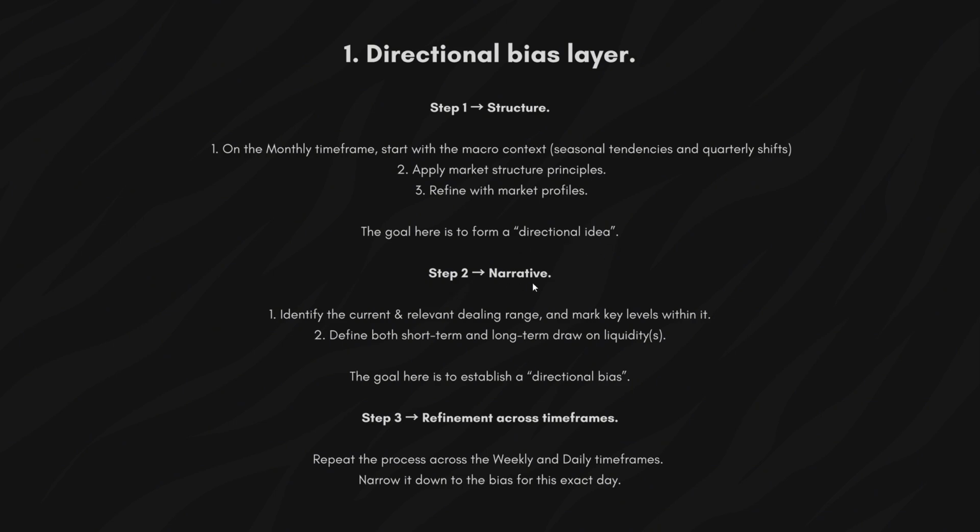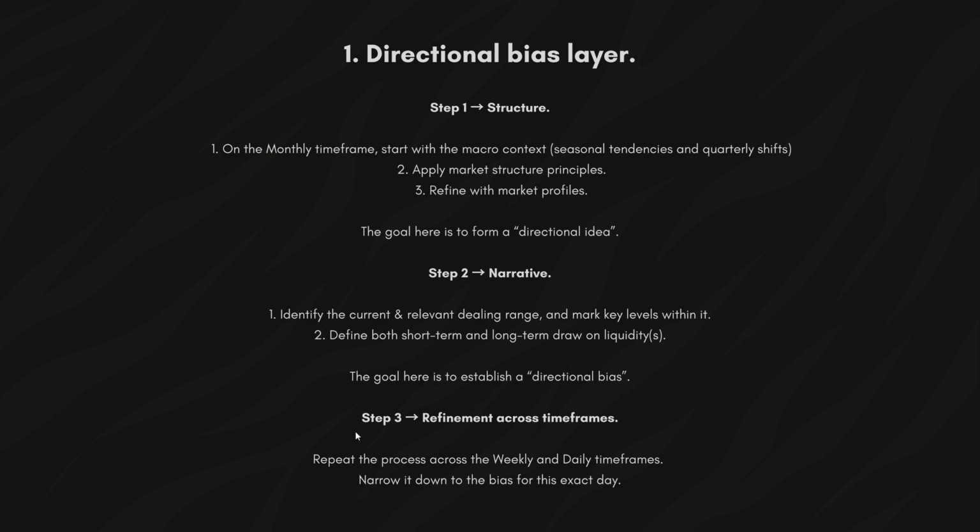And then we move into the second step, and in this step we go a bit deeper. We first identify the current and the relevant dealing range, and then mark out appropriate key levels within it. Using those key levels, we define both short-term and long-term drawn liquidity. This is the part where your directional idea turns into a directional bias.